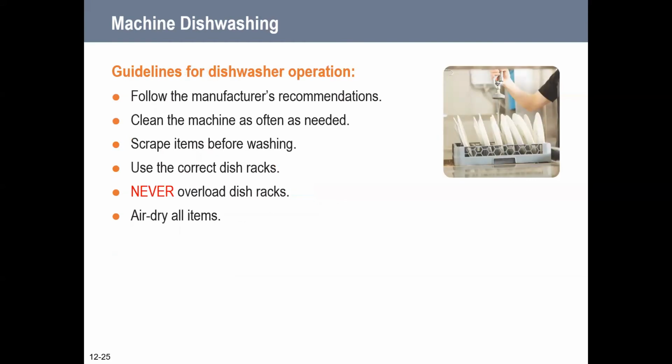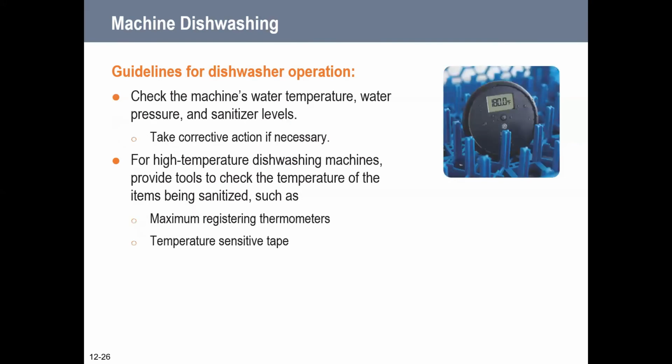So basic guidelines: follow the manufacturer's recommendations, and clean the machine as often as needed to make sure it's running correctly. Make sure you scrape items before washing, use the right dish racks, never overload the dish rack, and make sure we are air drying all items. Whether it's a dish machine, 3-compartment sink, what have you, we're always air drying those items. We never want to towel dry because then we could potentially reintroduce bacteria that we've just cleaned off. So you always air dry your items.